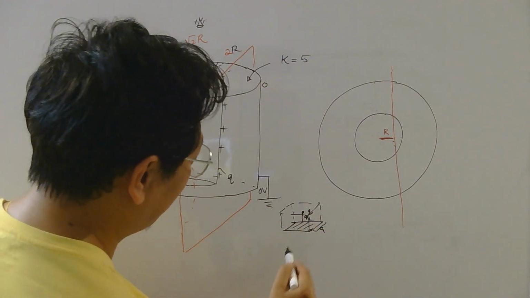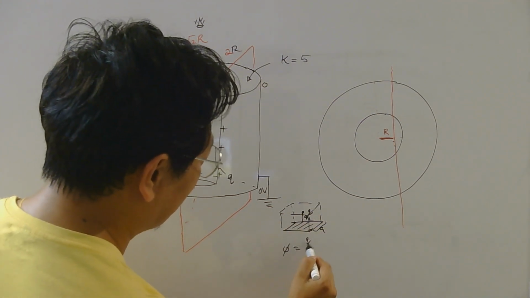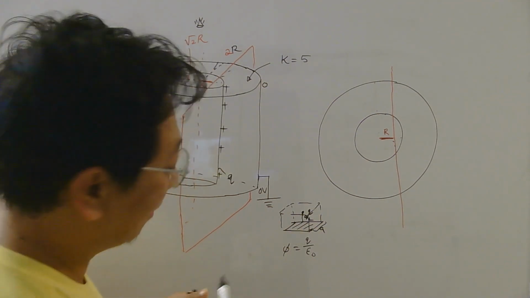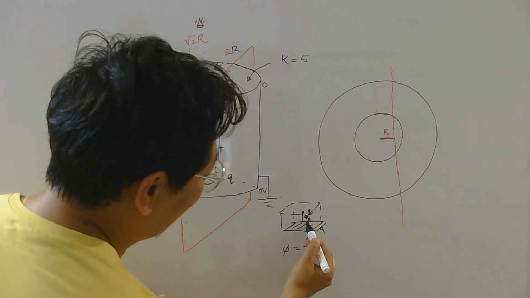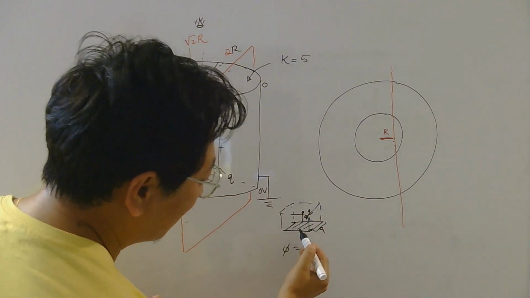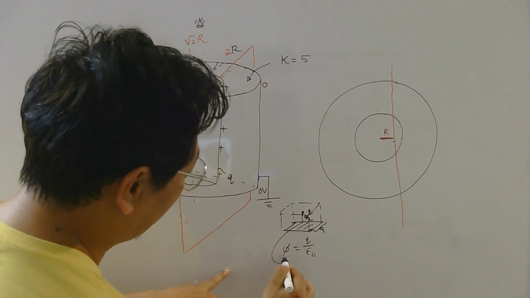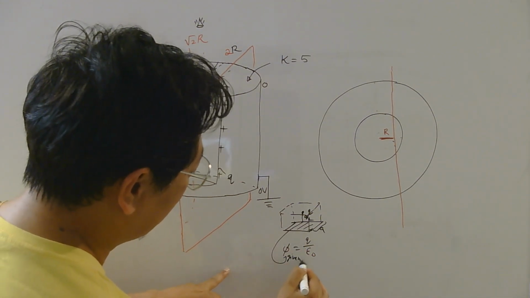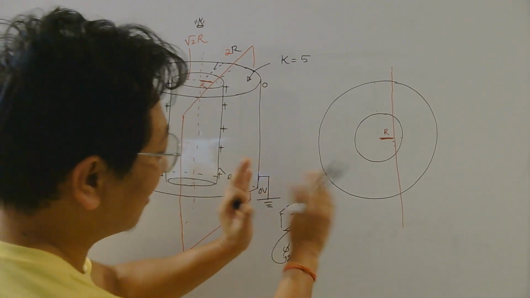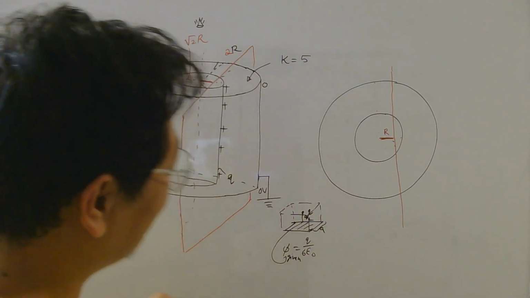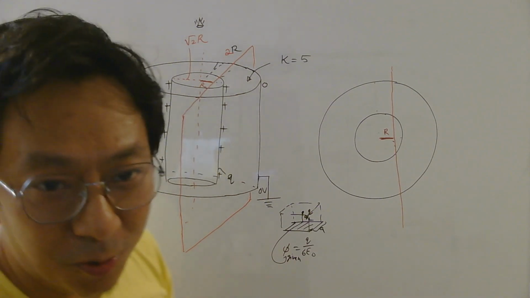Flux through this cuboid will be charge inside by epsilon naught, and then there are 6 surfaces, right? And therefore we want only flux through one surface. So flux through the given surface will be q by 6 epsilon naught. We have to divide by 6 because there are 6 surfaces, isn't it? So something like that we need to do. Okay, we need to think.